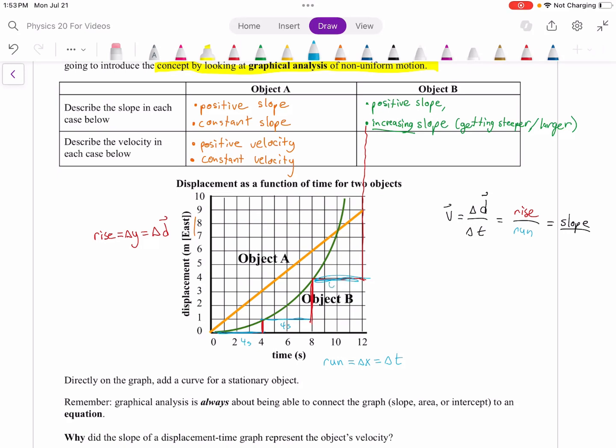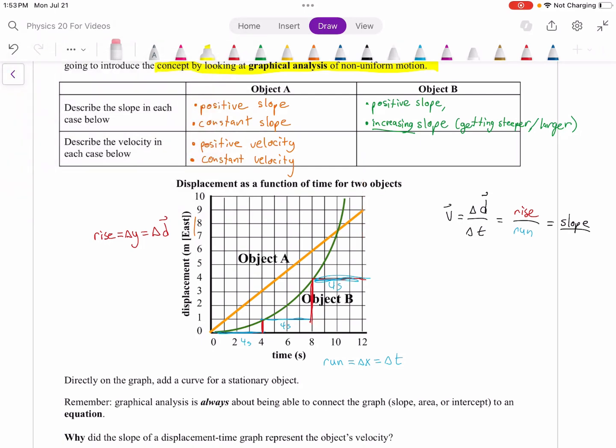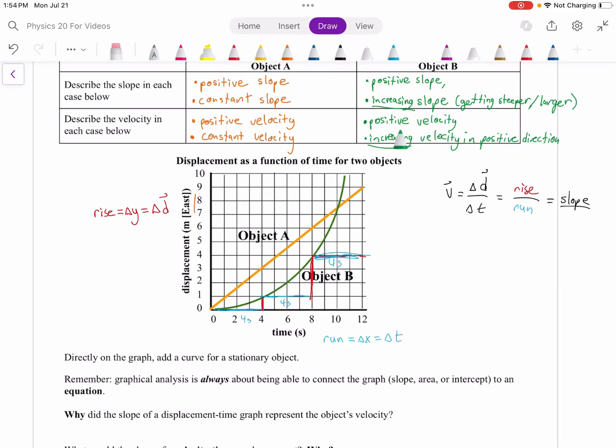So how would you describe this thing's velocity? It's getting faster and faster and faster. Hey, we said the slope was increasing. We know the slope of a displacement-time graph is velocity, and sure enough, its velocity is increasing. We're getting a larger and larger velocity in the positive direction. We said positive slope and getting bigger, getting more and more positive. That's exactly how we would describe this velocity. It's always moving in the positive direction, but it's getting faster and faster at moving in the positive direction. So notice how much these two mirror each other. It's got a positive velocity that's increasing.